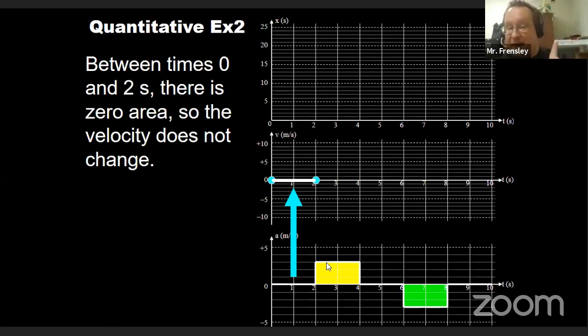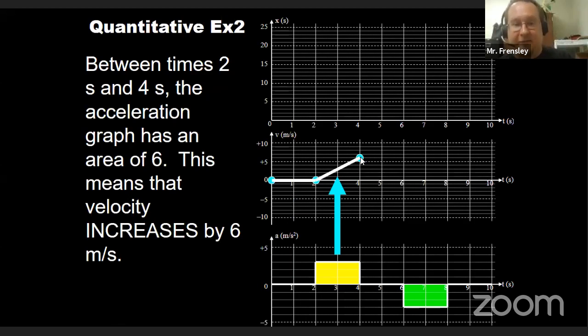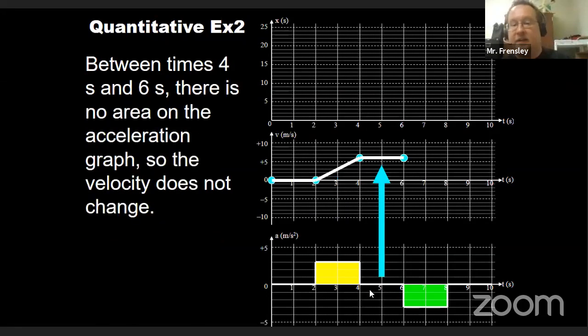Now, this area is 6. That means that we gain 6 velocity. So we go from 0, gain 6, now we have 6 velocity. The other way you can do it is to say, hey, the acceleration is 3, so let me just draw a line segment whose slope is 3, because the slope of velocity is acceleration. 0 area for the middle segment means the velocity does not change. The velocity doesn't drop back to 0. It just doesn't change. 0 acceleration, 0 slope on a velocity graph.